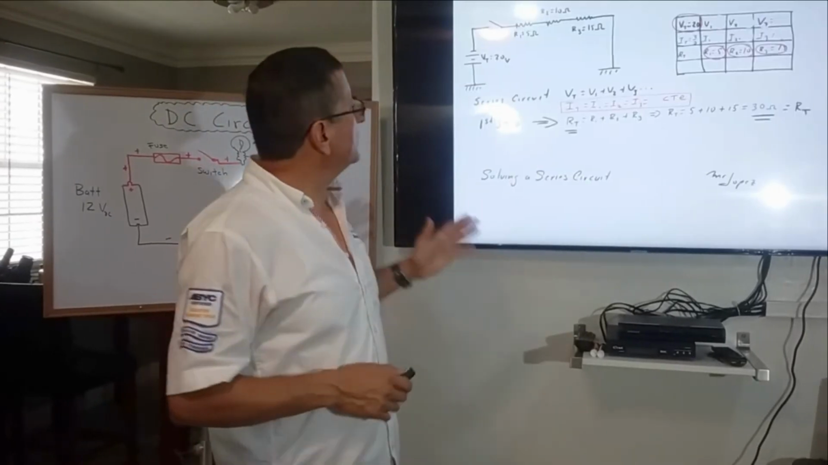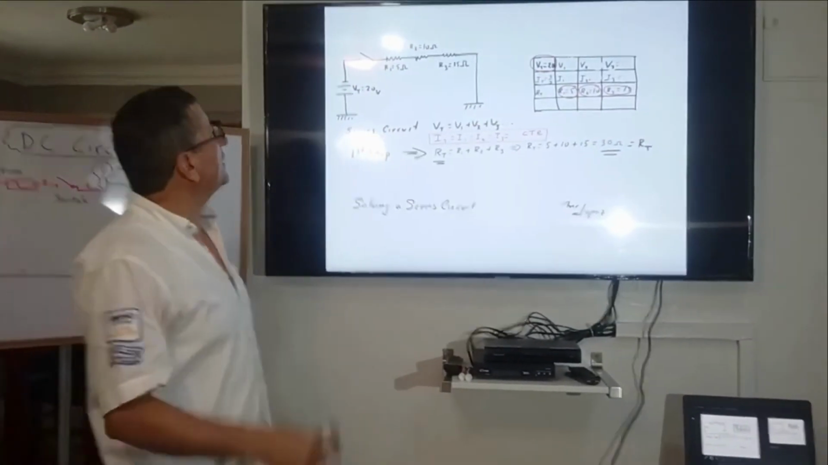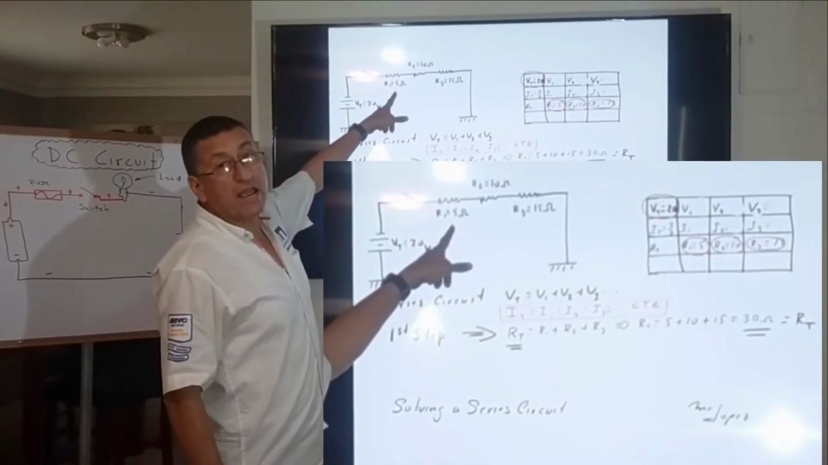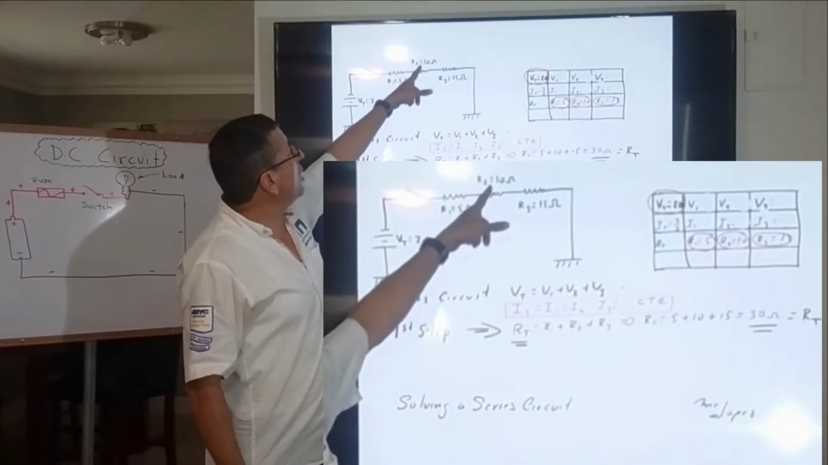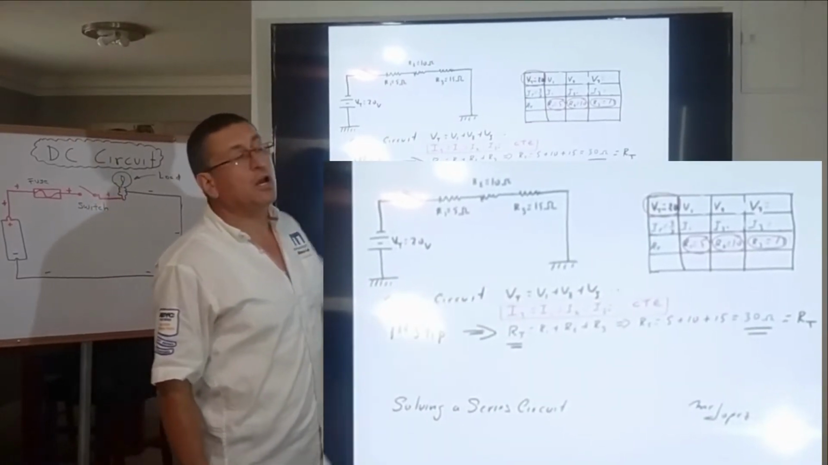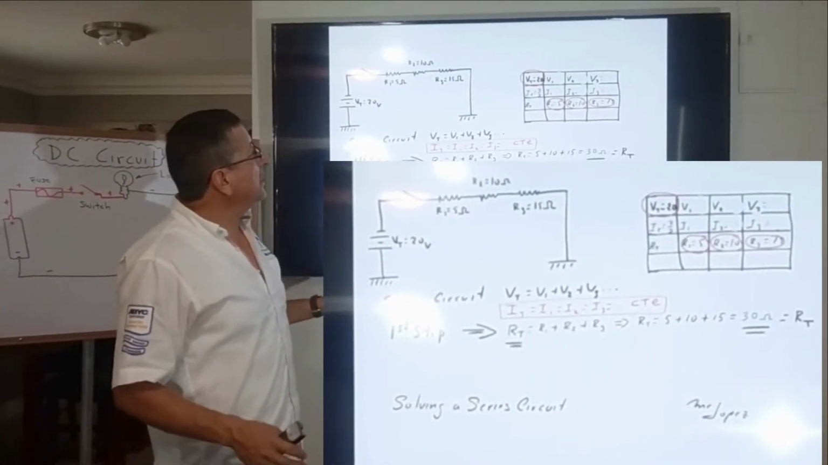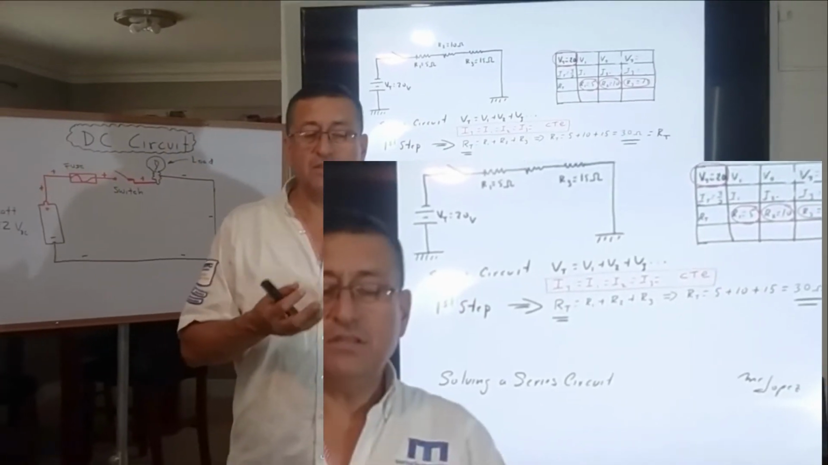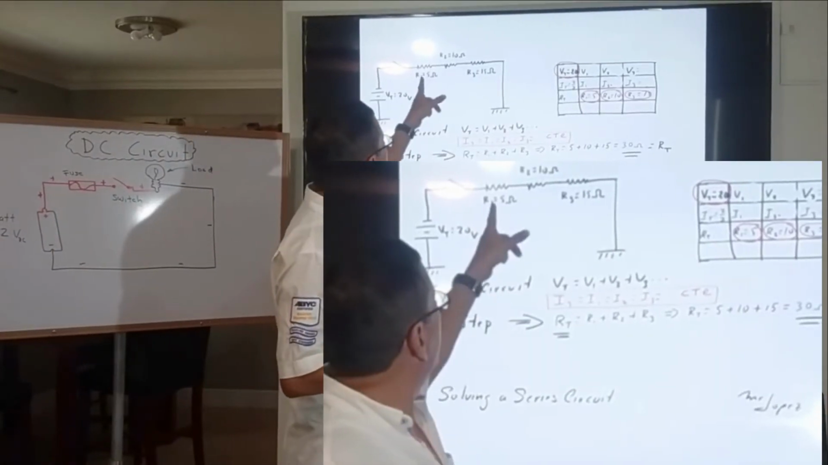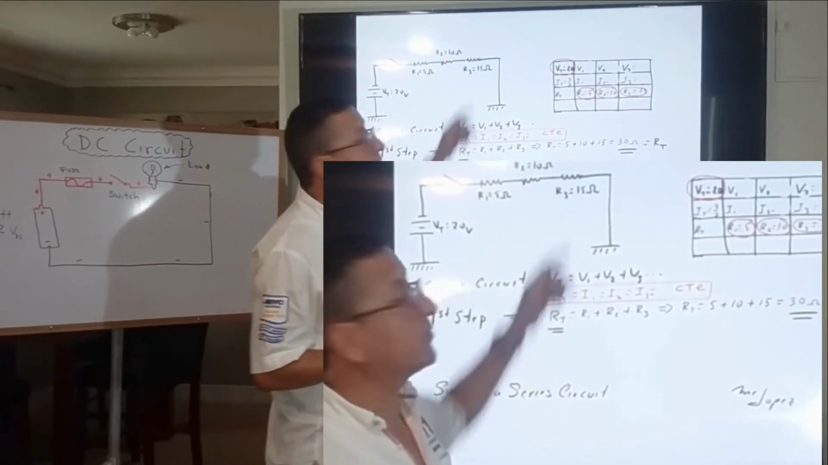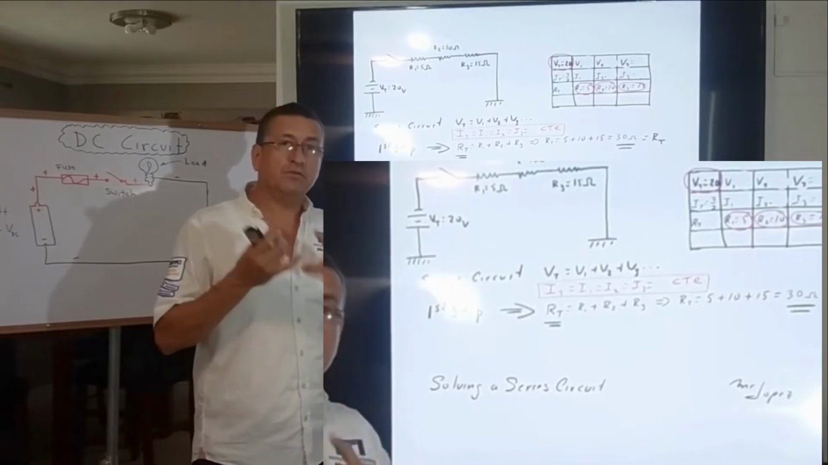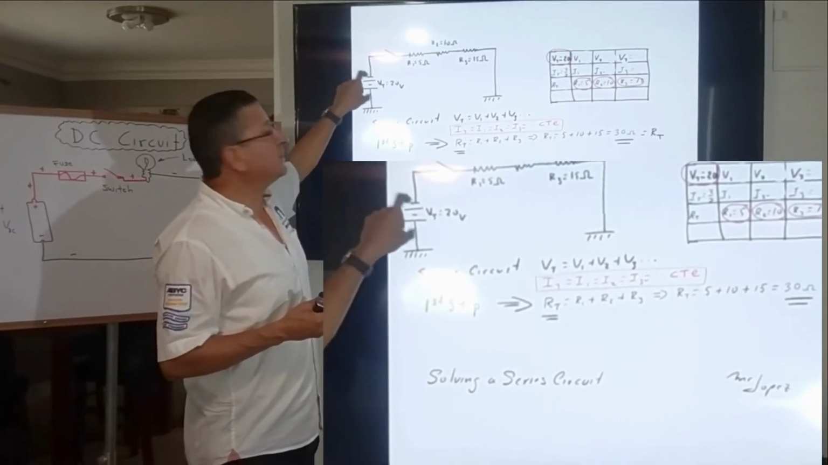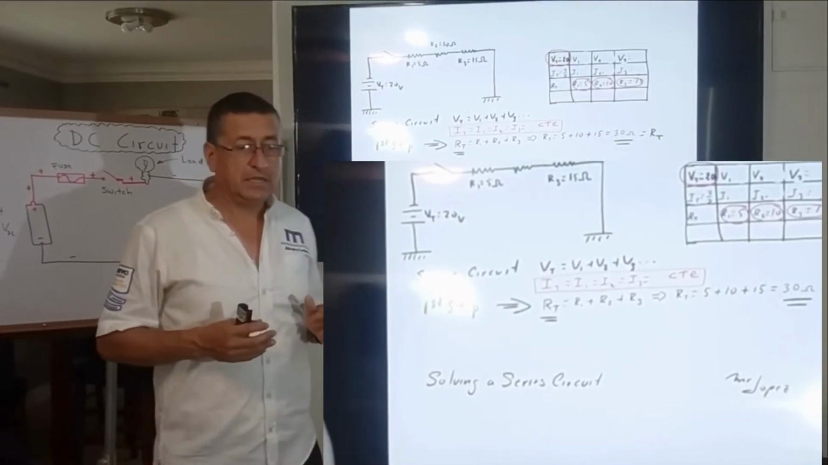I prepared this example for you. Suppose that we have a series circuit with 3 loads, 3 resistors. Resistor number 1, 5 ohms. Resistor number 2, 10 ohms. Resistor number 3, 15 ohms. And we are going to calculate all the values. We are going to calculate voltage, intensity, and resistance at each point, point number 1, point number 2, point number 3. And we are going to calculate the 3 values, voltage, intensity, and resistance, at the source of the power: total voltage, total intensity, and total resistance.